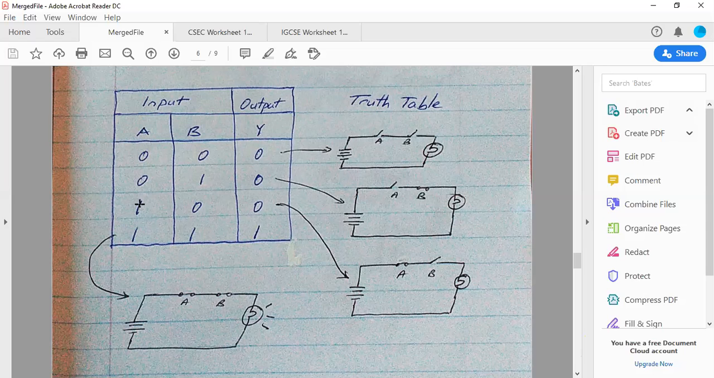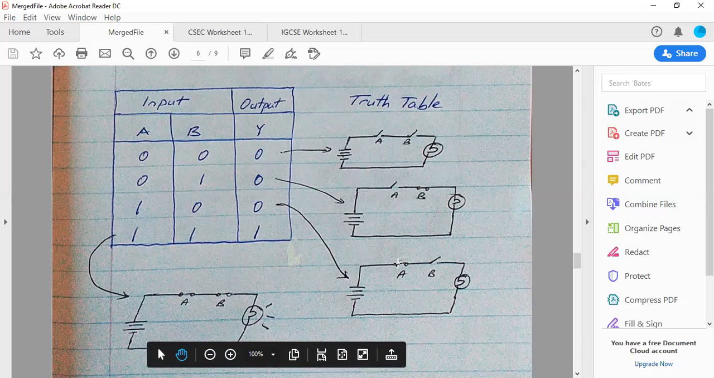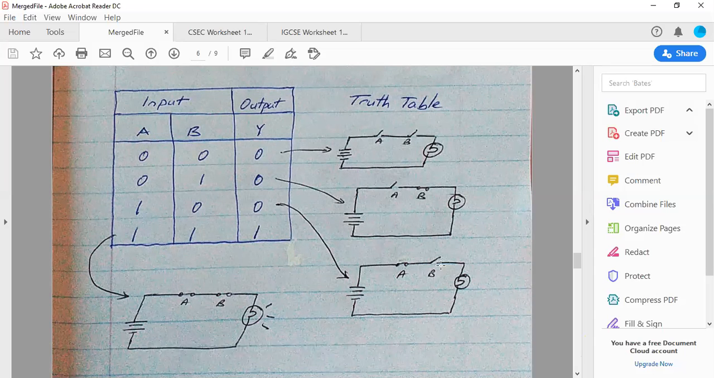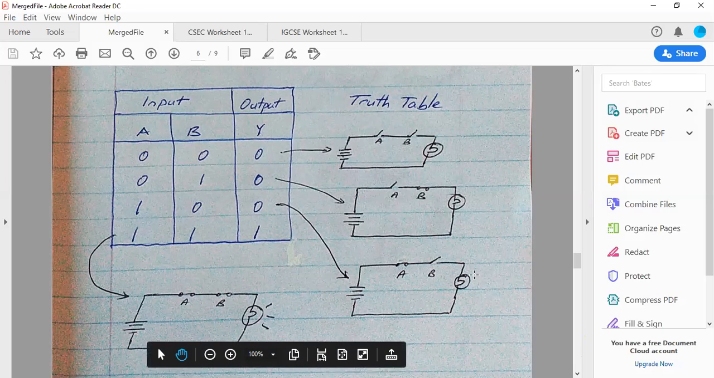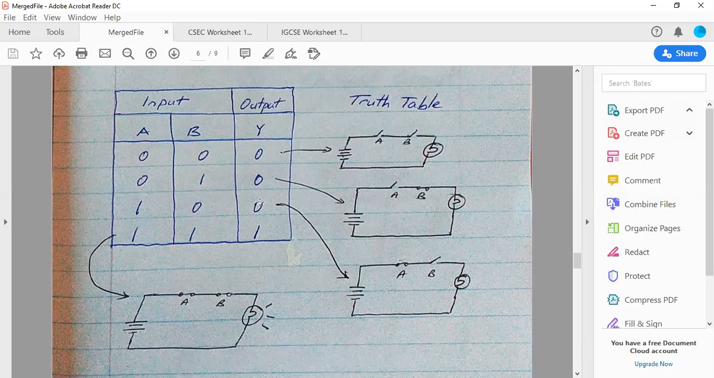Now if input A is closed and switch B is 0, as in here, your switch is closed at A, so current is going to flow through A, but because B is open, no current could flow through B, so definitely the bulb is not going to light at all. So your output is going to be 0.